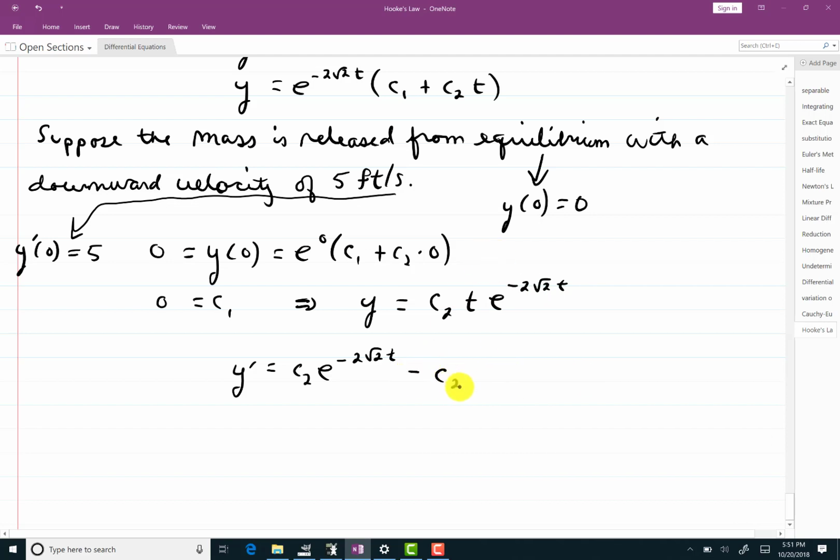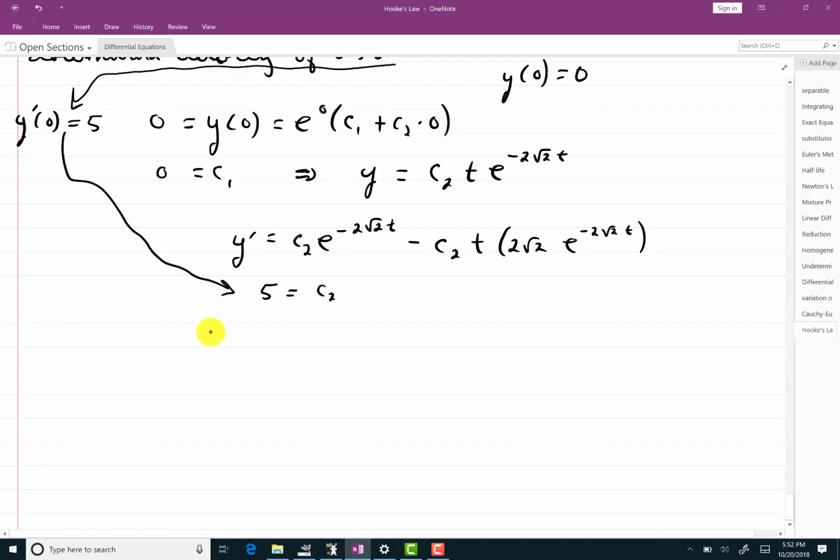c2 t times 2 radical 2 e to the negative 2 radical 2t. And let me go ahead then and plug in 0. y prime of 0 equals 5, so we'll plug that in here. I have 5 will equal, well, this whole piece just goes away, doesn't it? And we're left with just c2.